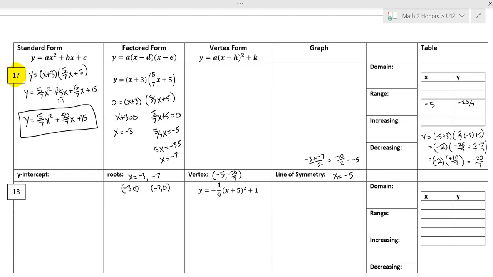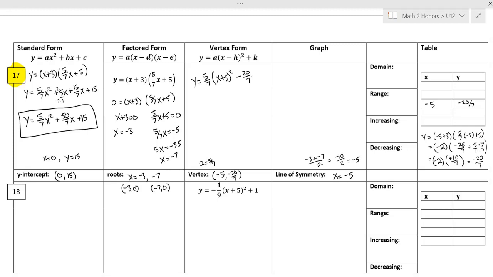And if you haven't noticed by now, c is always your y-intercept, because if I plug in 0 for x, I get c, which in this case is going to be 15. So y-intercept (0, 15). Vertex form, we know a is 5 over 7 now. So plug that into vertex form and get y is 5 over 7 times x plus 5 squared minus 20 over 7. There is our vertex form.